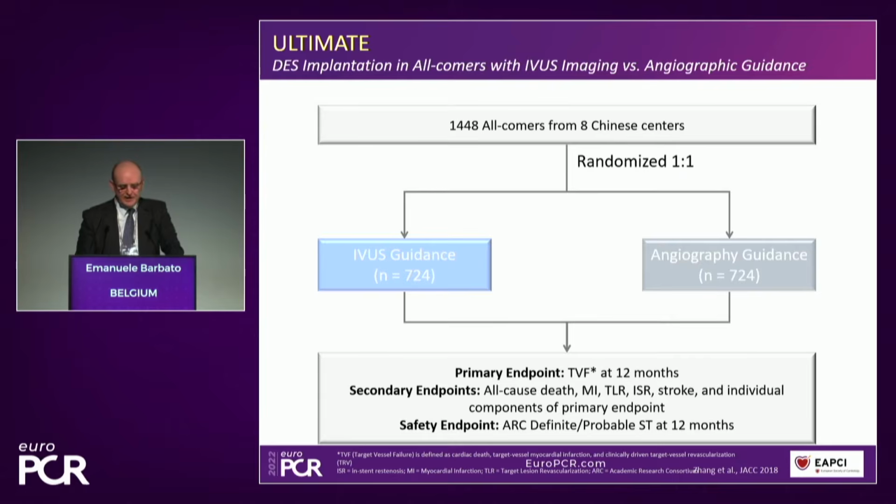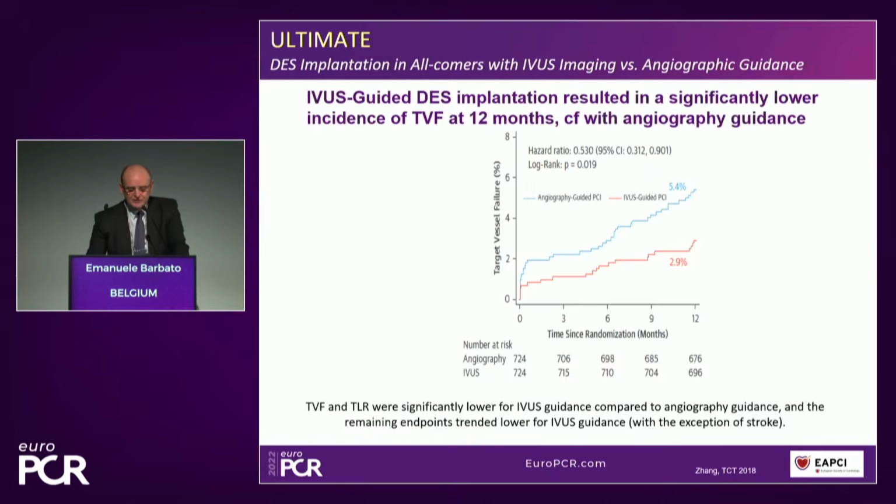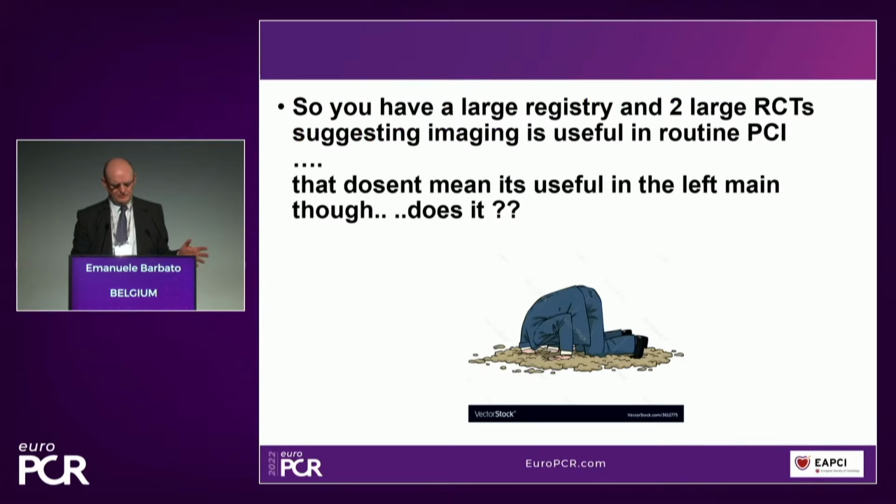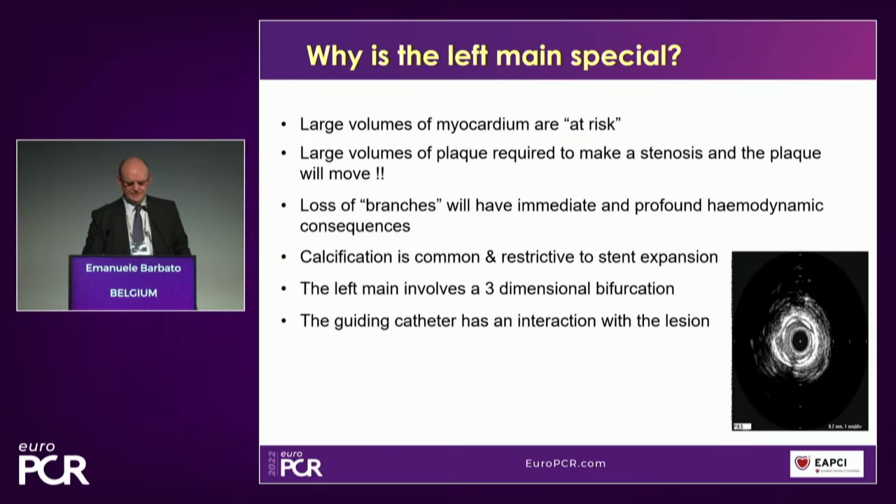And in the ULTIMATE trial, you see in 1,500 patients exactly the same curves. So in all of this practice, in our general practice, intravascular ultrasound seems to be good. So why wouldn't I use it in the left main? Why would I put my head in the sand?